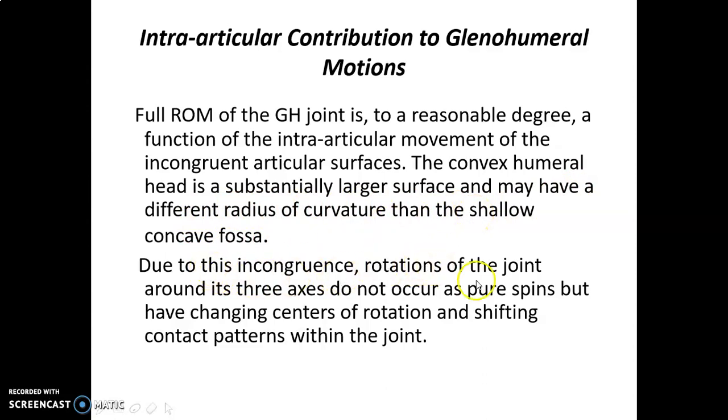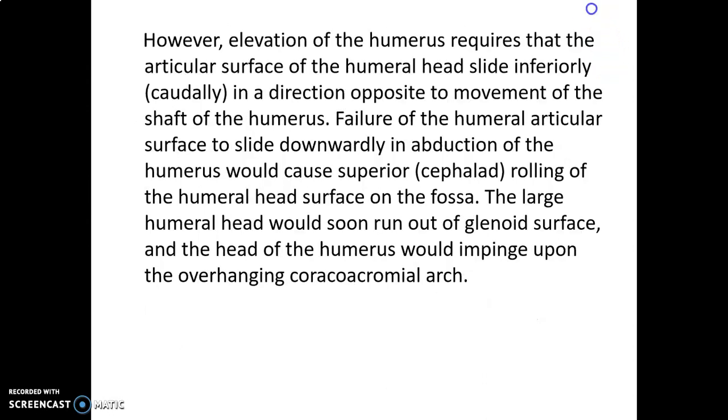Due to this incongruence, whenever there is incongruence, instability can happen. So here, rotations of the joint around its three axes do not occur as pure spins. It's not only spinning, but because of this incongruence, there is a change in the center of rotation and shifting contact patterns within the joint. So during rotation, not only spinning, you will also get a change in the axis of rotation.